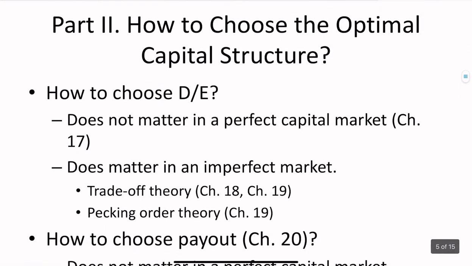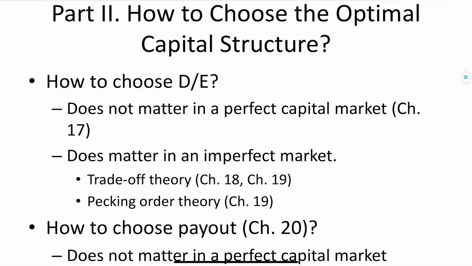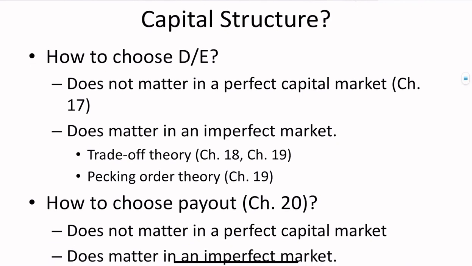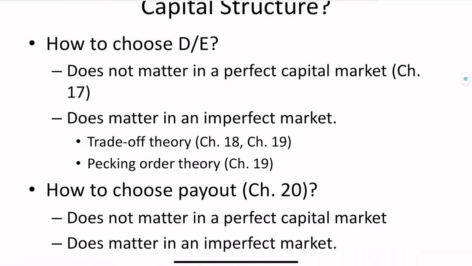Okay, now we go to the second part, which is a very large part, and we spent a lot of time on this. It's essentially about how to choose the optimal capital structure. And this part has two components. The first component is how exactly you choose debt versus equity. And the second component is about how to choose payout. You can see that the majority of the second part is really about how to choose debt versus equity.